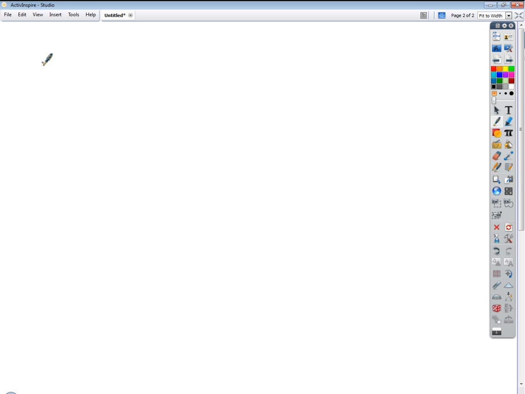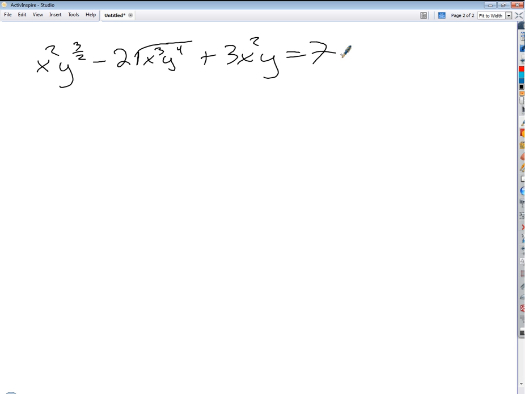What if we had the relation x squared y to the 3/2 minus 2 times the square root of x cubed y to the 4th plus 3x squared y equals 7, and I want you to calculate dy dx. Go ahead and solve for y. Got it? Easy, right? No, you can't do it. You can't solve for y there. It's impossible to separate those variables and solve for y.